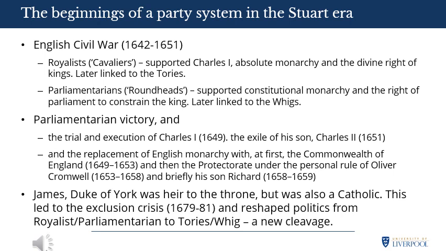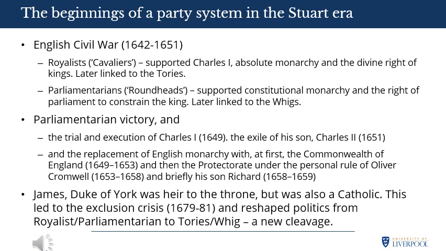So in 1649, Charles I was tried and executed. His son, Charles II, was exiled in 1651, and the English monarchy was replaced with, at first, the Commonwealth of England, and then the Protectorate under the personal rule of Oliver Cromwell, and then briefly his son, Richard, for a year. So we go from a monarchy to a very secular monarchy, essentially.